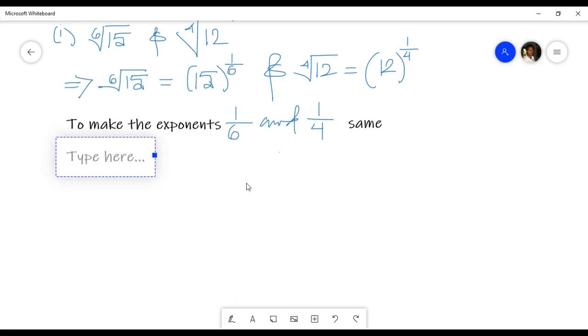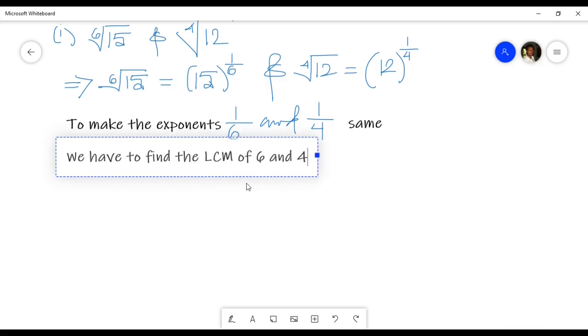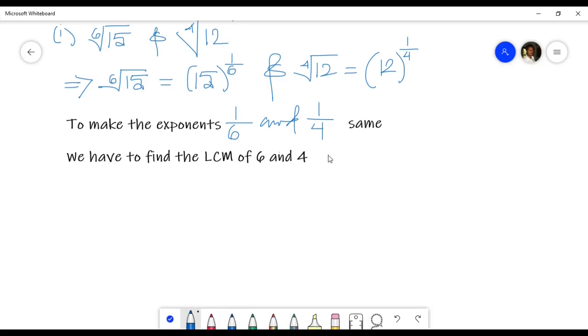To do this, I hope you remember, you must have learned it previously. What do we have to do? We have to find the LCM of 6 and 4, right? That's what we have to do. And what is the LCM of 6 and 4? Yes, I hope you know it. So when you calculate it, the LCM of 6 and 4 is 12. So that's what we do. We find the LCM of 6 and 4.